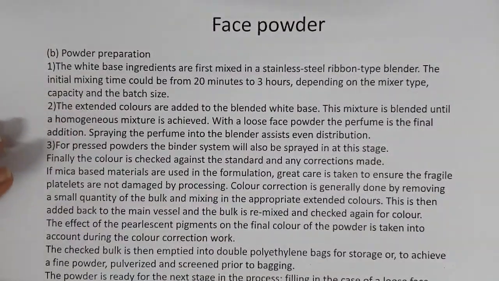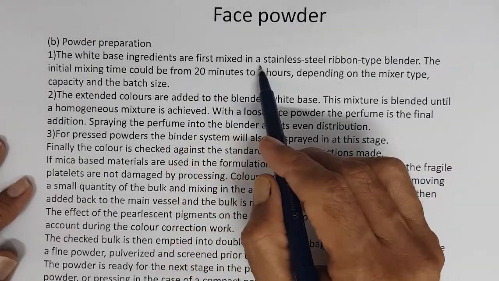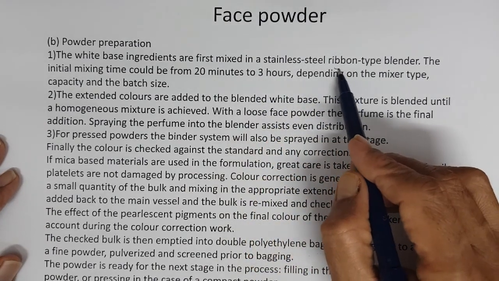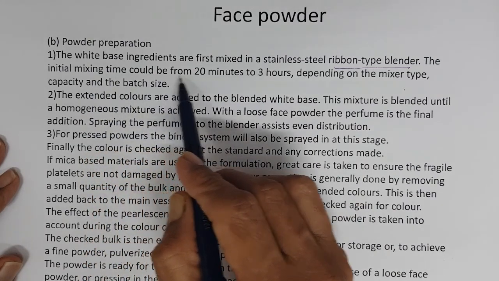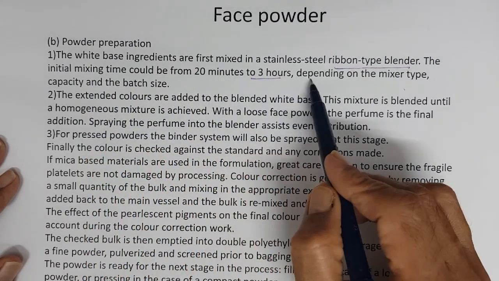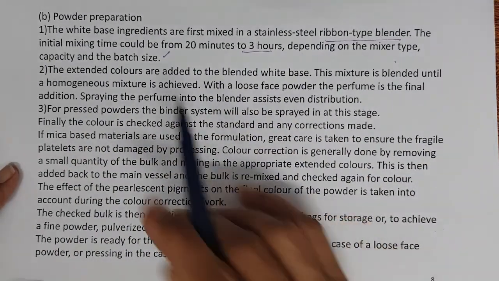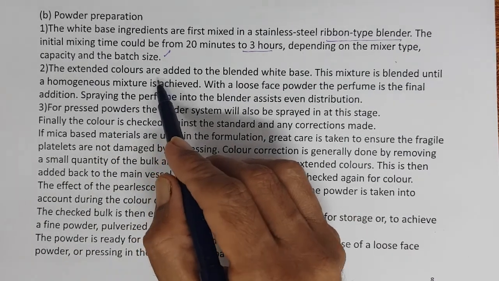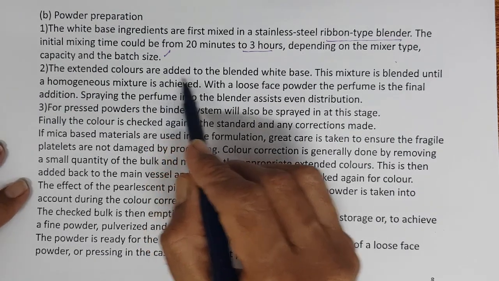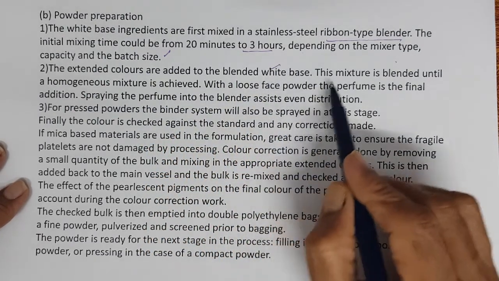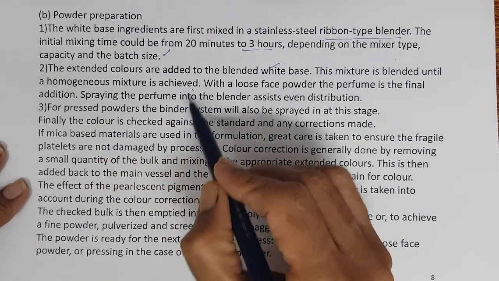Then powder preparation, it's very simple. The white base ingredients are first mixed in a stainless steel ribbon type of blender. The initial mixing time could be from 20 minutes to 3 hours depending upon the mixer type, the capacity and batch size. The extended colors, which we saw in the previous slide, are added to the blended white base. The mixture is blended until a homogeneous mixture is achieved.